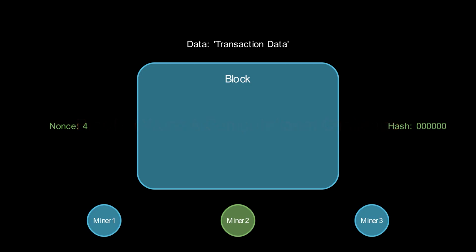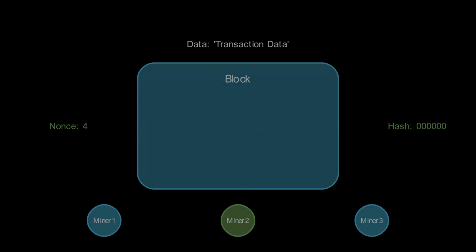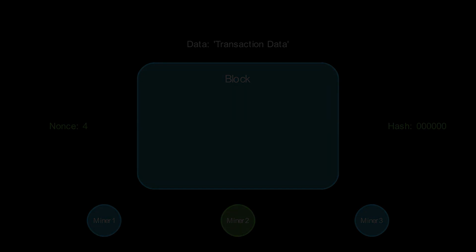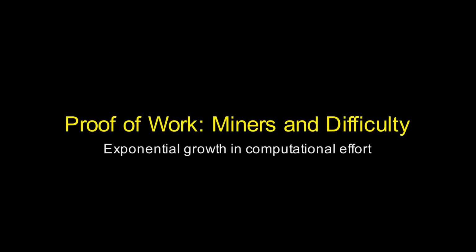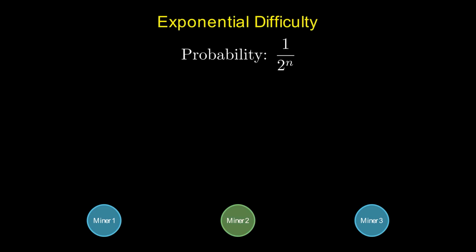For n leading zeros, the probability of finding a valid hash is 1 over 2 raised to the n. Cynthia Dwork and Moni Naor first proposed this concept of computational effort as a proof. For example, if n equals 5, then the probability would be 1 over 32. Also meaning that as n increases, success becomes exponentially more difficult.